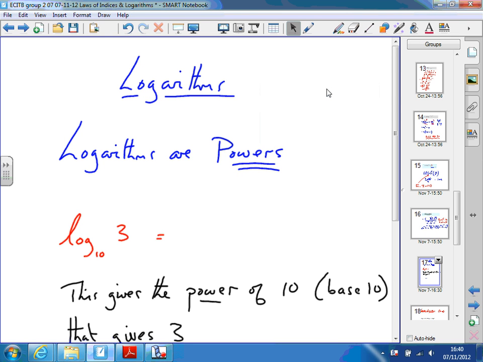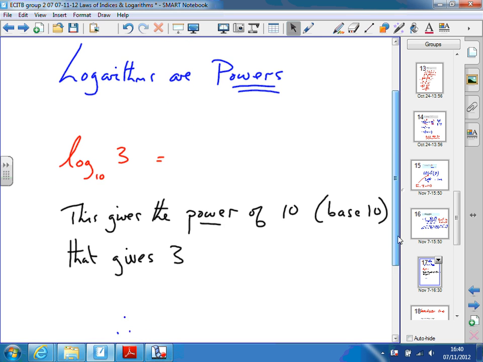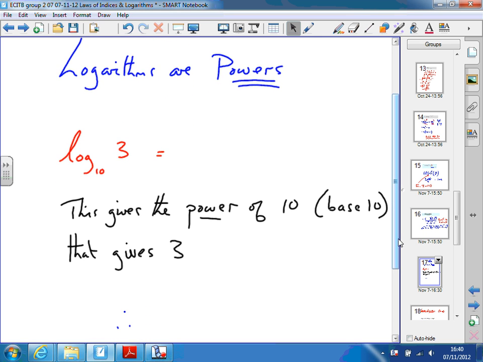So logarithms are powers. And powers have to go with bases. So as we saw with the indices, you can't have a power without something to raise it to. So if I find the logarithm of 3 to the base 10, that means the base that's involved with this power is 10. So on your calculator, you've got a button. That's the log button. LOG is written on it. It doesn't have the 10, but it's implied that the base is 10. So that button on your calculator gives you the power of 10.